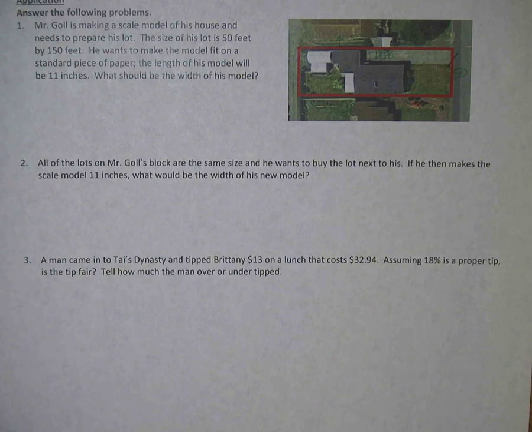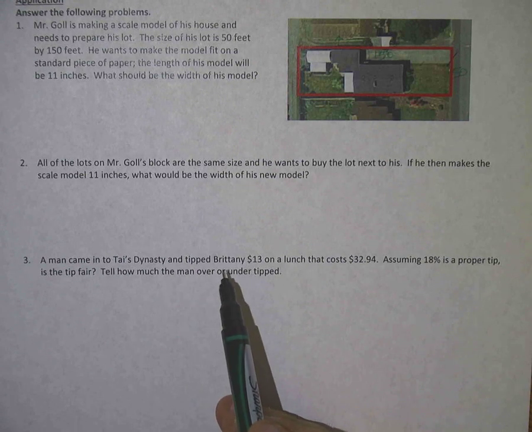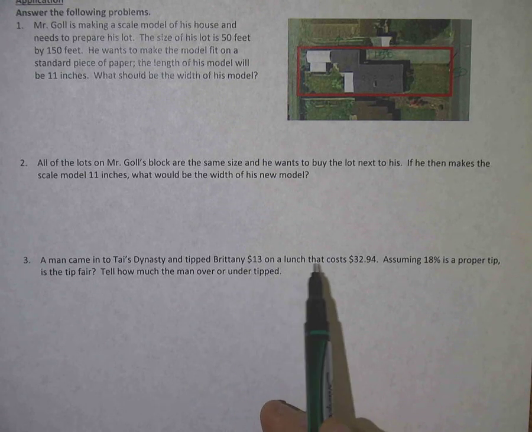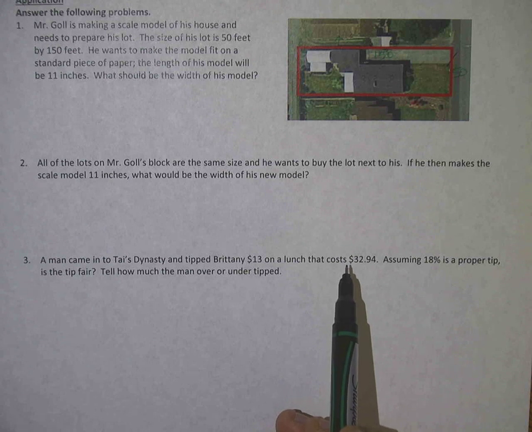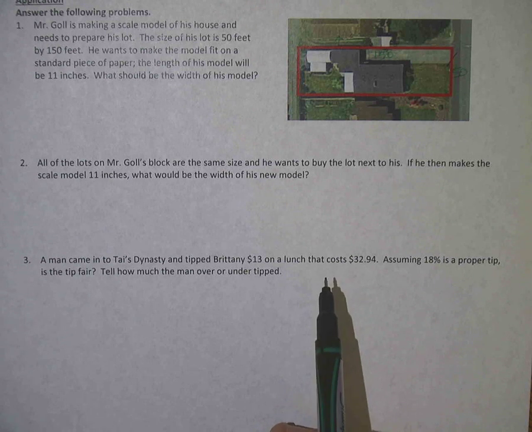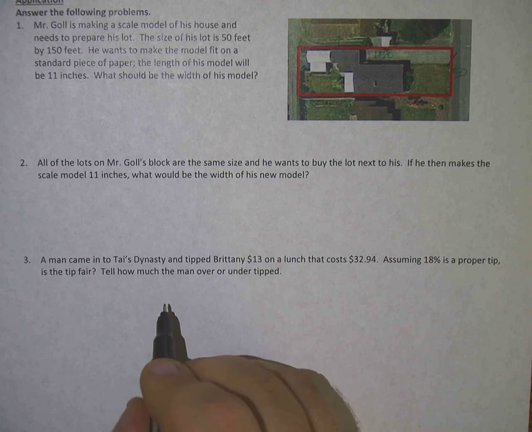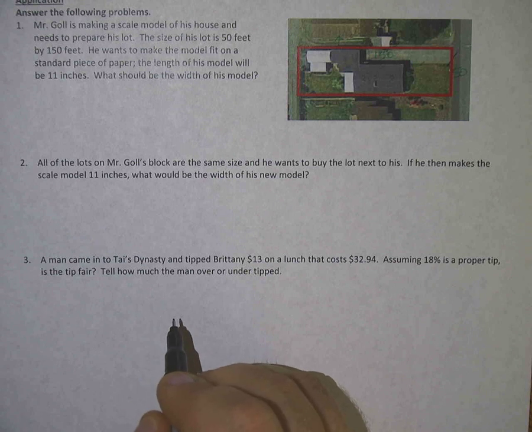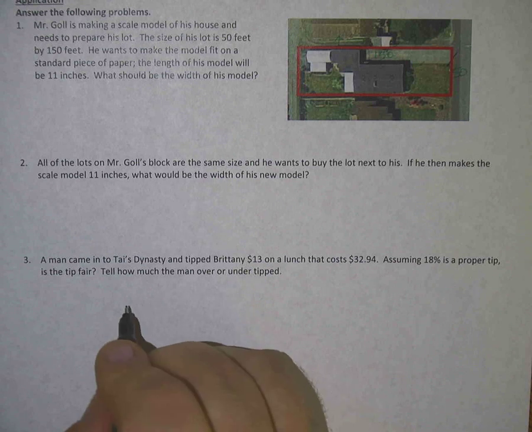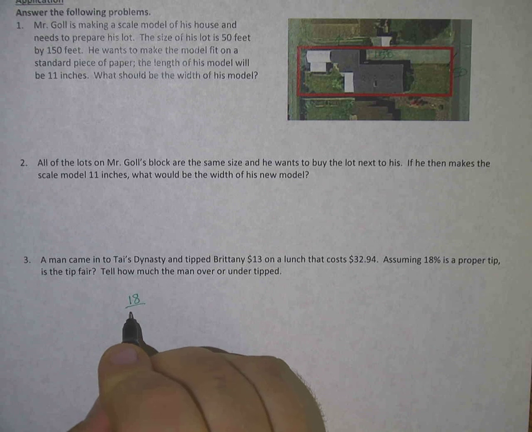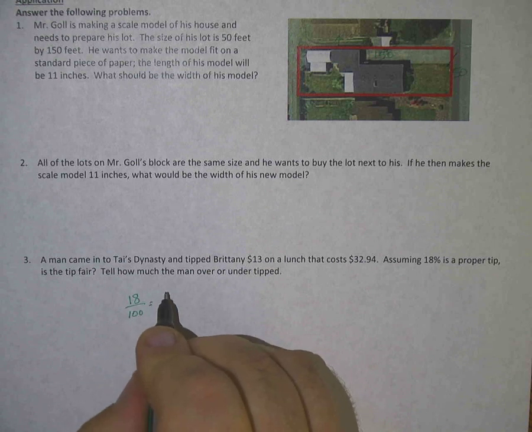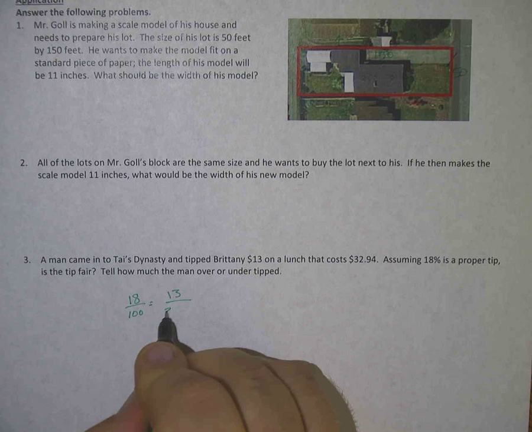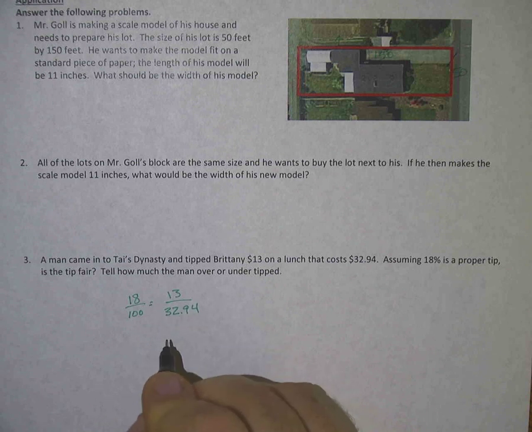And since Brittany works at Ties, we use that quite a bit. So a man came into Ties Dynasty, tipped Brittany $13 for lunch that cost $32. All right, seems like a lot. And so what you want to do is you want to go is over of. And when we're talking about tip, the tip is the is, and the meal is the of. So I would say check 18 over 100 as 13 over 32.94 and see what percentage that is.